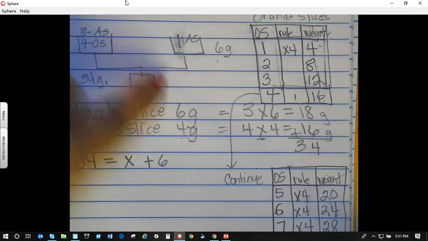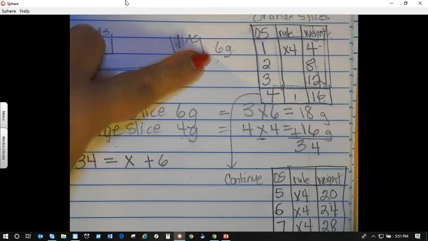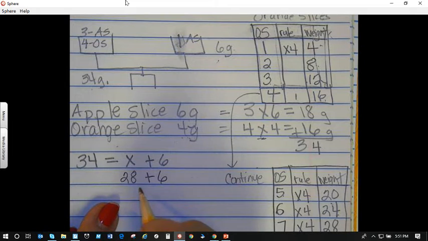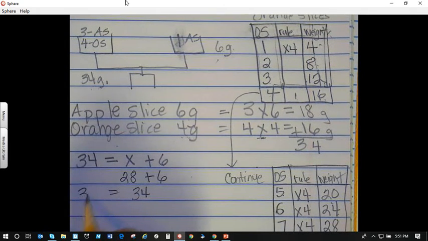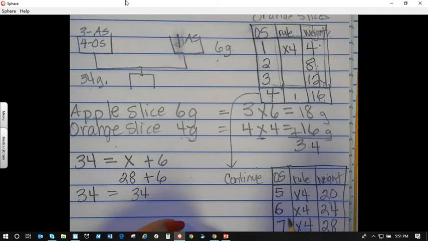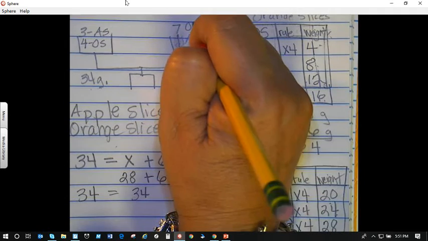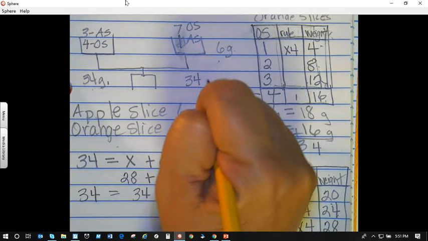Well, let's look at this. 28 plus 6 equals 34. So there it balances. So I need to add 7 orange slices to give me a total of 34 grams.